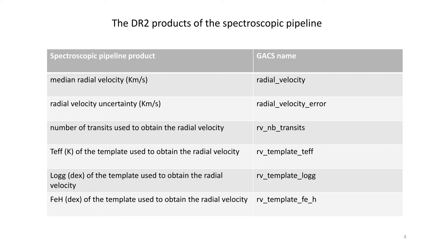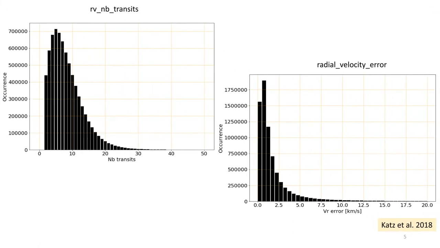The radial velocity is the median of the radial velocities derived at each transit across the focal plane. To compute a radial velocity, at least two transits are required. This figure shows the final distribution of the number of transits per source in DR2. The median number of transits is 7, the mode is 5, the minimum is 2, and the maximum 200. You should keep in mind that the number of transits for the sources observed by the RVS is, by design of the focal plane, about 40% fewer than for the other instruments.